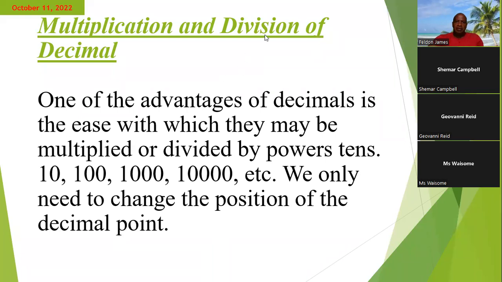So it means that to multiply any decimal, it's very easy when you're multiplying it by any of these numbers: 10, 100, 1,000, 10,000. So if we have 0.023, now if we times this by 10, what would this become?